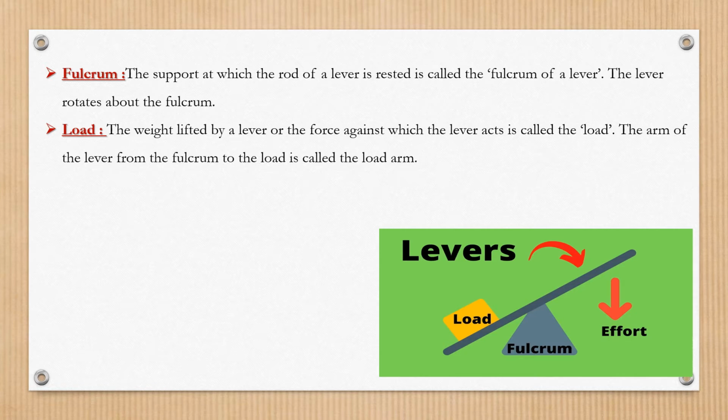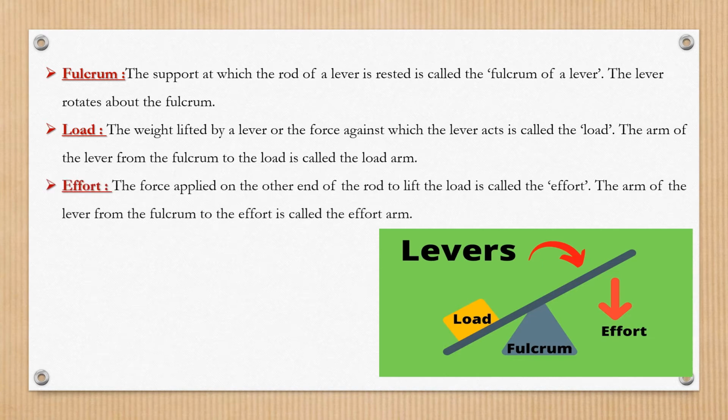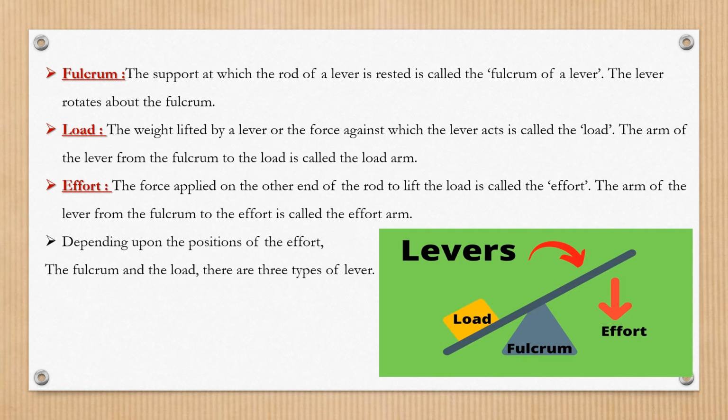And the third one is effort. The force applied on the other end of the rod to lift the load is called the effort. And the arm of the lever from the fulcrum to the effort is called the effort arm. Now students, depending upon the positions of the effort, the fulcrum and the load, there are three types of lever. So the three types of lever are first order lever, second order lever, and the third order lever.